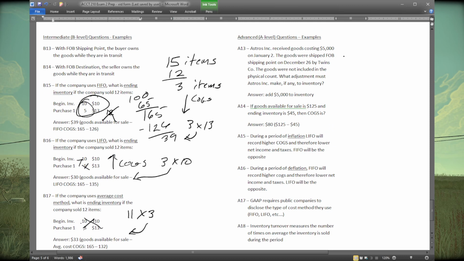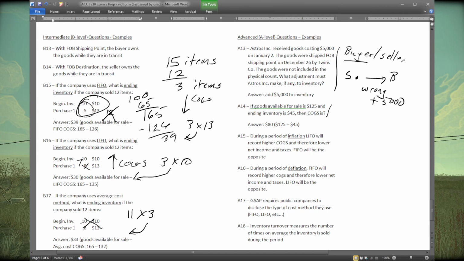For these two, I'll walk through it here. What you want to do is identify whether they are the buyer or the seller. For questions like this, asked to receive goods, they're the buyer. The goods were shipped FOB shipping point. As the buyer, it means they own the goods. Remember, here's the seller, FOB shipping point's there. Here's the buyer. So it's our goods while it's being shipped. The goods were not included. Not included is wrong because it should have been included as soon as it was shipped. And what's the adjustment? Well, we have to add 5,000. So that's how you figure through that.